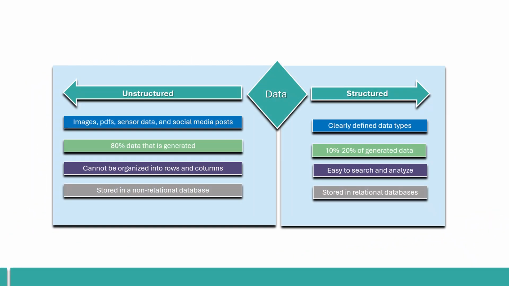About 80% of the data that is generated is unstructured, which means it cannot be organized into rows and columns, and they are usually stored in non-relational databases. Structured data makes up about 10 to 20% of generated data. They are easy to search and analyze. They are usually stored in relational databases.